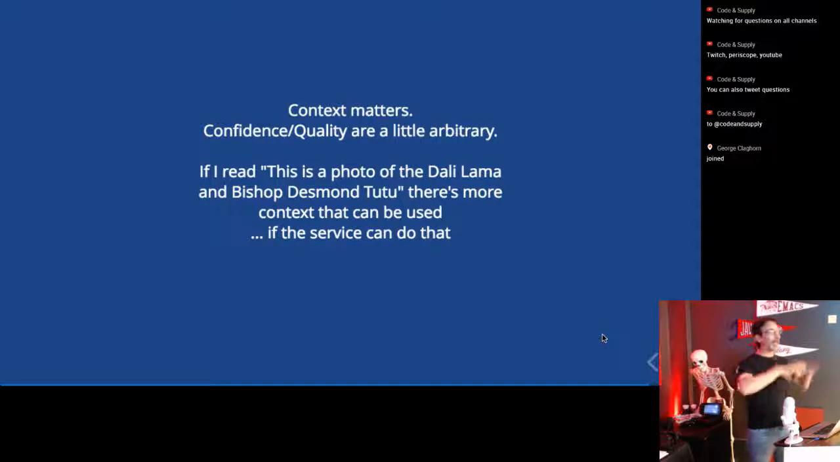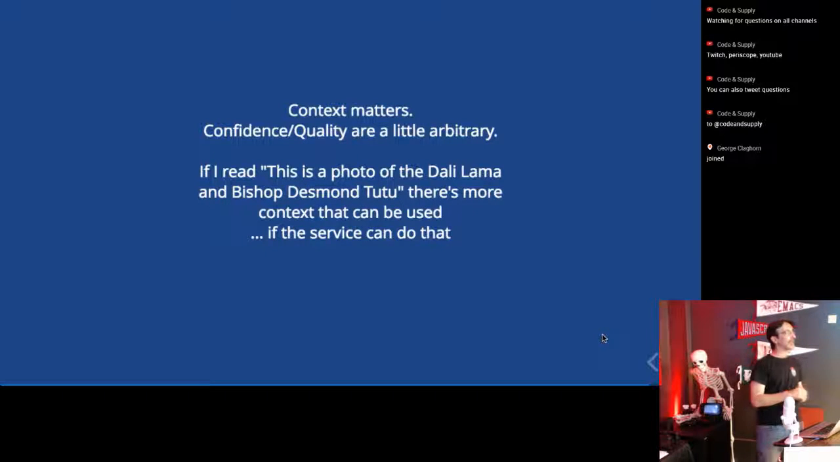If I can add context to it, for example, if I can say this is a photo of the Dalai Lama and Bishop Desmond Tutu, using keywords from the sentence, you could really nail it down, right? There's no ambiguity anymore. Everybody knows there's no Bishop Desmond number 22. Everybody knows that. And if the service can take advantage of that, then it can do better.